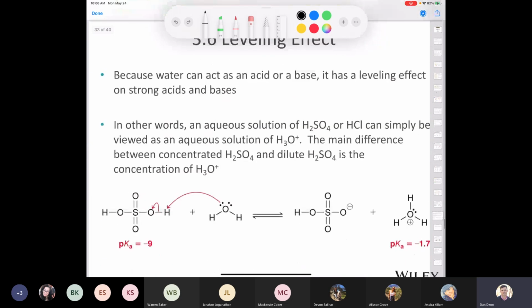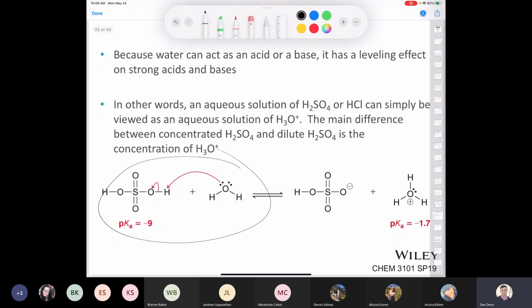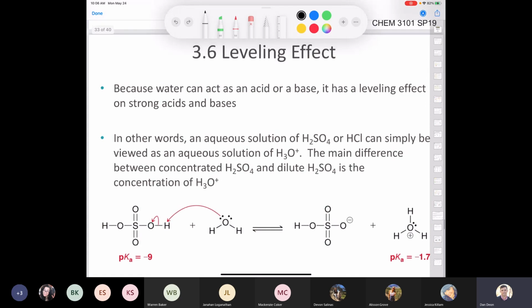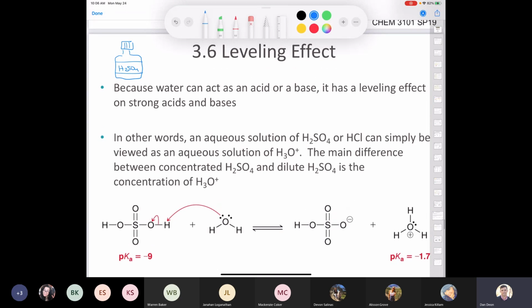Now, if we switch over to something where the leveling effect does come into play, what if you take sulfuric acid and put it in water? If you walk over to the shelf in a lab and see a bottle that says H2SO4 dissolved in water, sulfuric acid on it, well, there's actually almost no sulfuric acid in there. What? Yeah, there's very little sulfuric acid in there, based on what's called the leveling effect. Because you're putting it in water, water can behave as an acid, but when water is the solvent in which sulfuric acid is dissolved, the water is going to behave as a base, and it's going to accept a proton from the sulfuric acid.